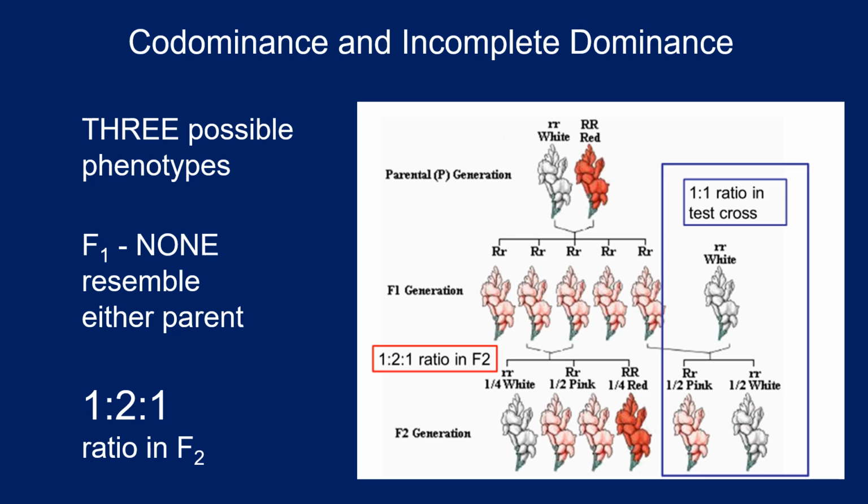And note that we could do a test cross on our F1 generation, on our heterozygous individuals. And when we do that, we're not going to get any red adults. Instead, we're going to get 1/2 pink, those are the heterozygous individuals, and we're going to get 1/2 white, those are the homozygous recessive individuals.